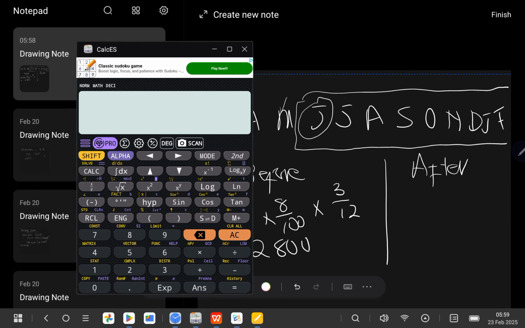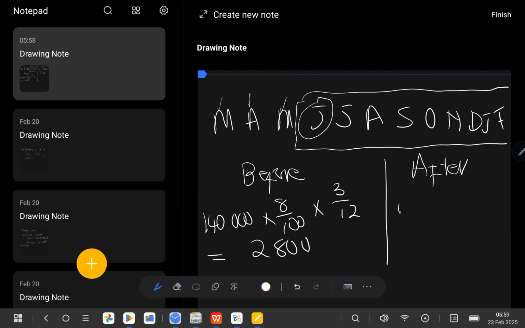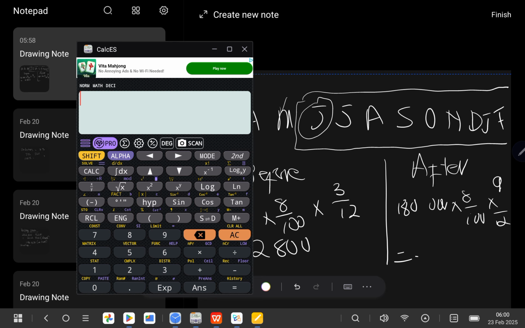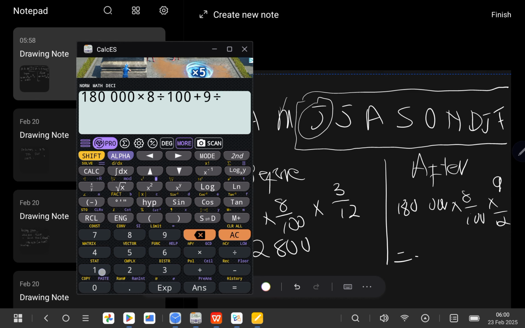Okay, so let's see when it becomes 180. It will be 180,000 multiply by 8 over 100 and then multiply by 9 over 12. Okay, so let's see how much we are going to get for this. 180,000, multiply by 8, divide by 100, and then multiply by 9, divide by 12.